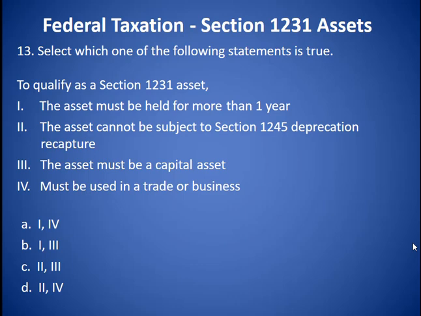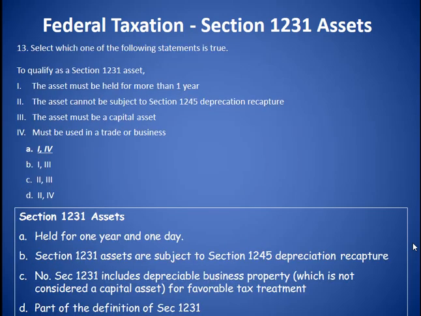Okay, the answer to question number 13. To qualify as a Section 1231 asset, basically statements 1 and 4. The asset must be held for more than a year, and statement 4, must be used in a trade or business. Now, if we go over the different statements here, first one is, to be a Section 1231 asset, it has to be held for more than a year, 1 year and a day.